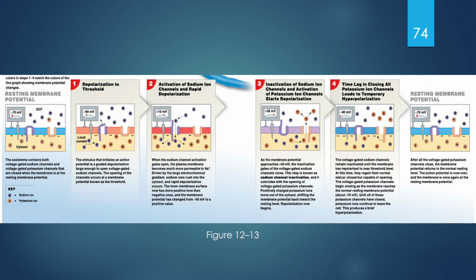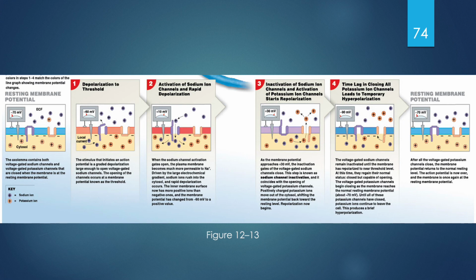Because of this large electrochemical gradient, sodium ions come into the cell and depolarize it very quickly. The inner membrane has more positive ions, and the membrane potential changes from negative 60 millivolts to a positive value. This is massive, because when those gates open, in comes the sodium.